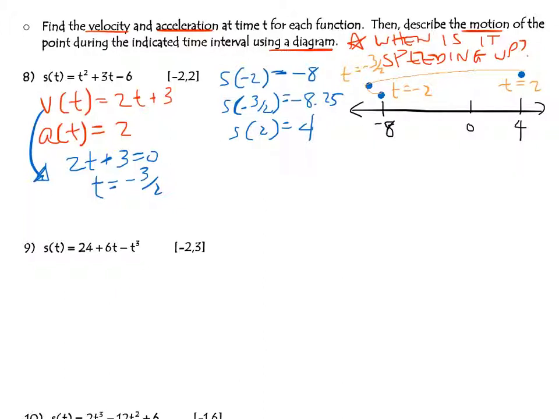So now the last part we have is answering the little supplemental question that I added on at the end. We want to figure out when this is speeding up. So we need to actually do a number line for the velocity and for acceleration. So I'm going to do the velocity on top. And we figured out already that the velocity is 0 when t equals -3/2. So I'm going to have -3/2 on my number line.